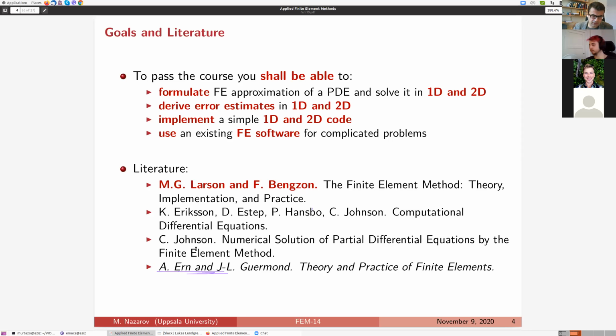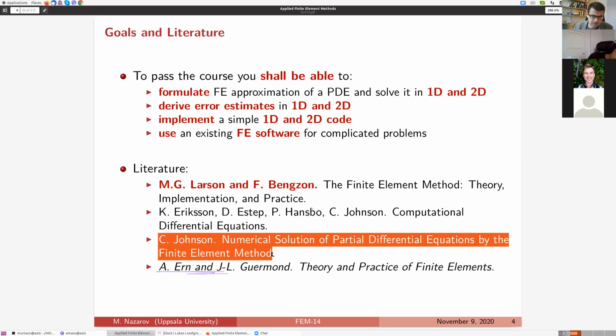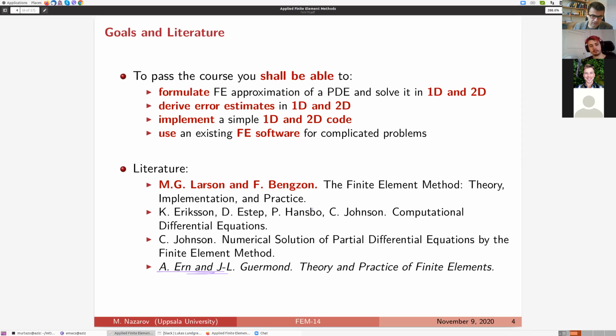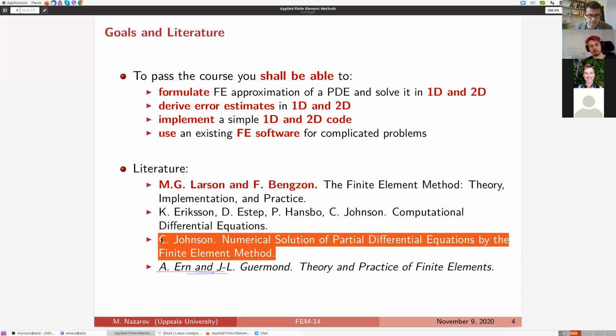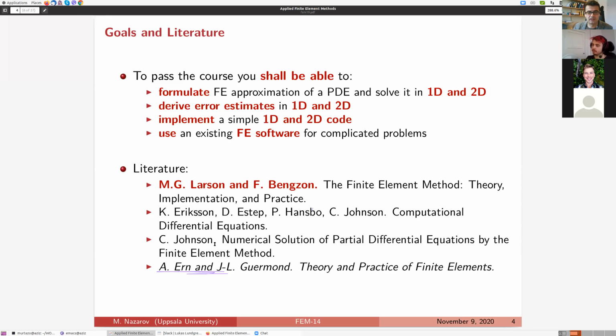And so the third book is by Claes Jansson. I will also show the picture of Claes Jansson. He's a Swedish mathematician. This book is quite old, but it's a very popular book in many countries. So I think it is worth buying, maybe like $10 on Amazon, I don't know.